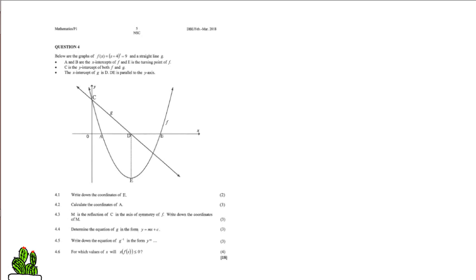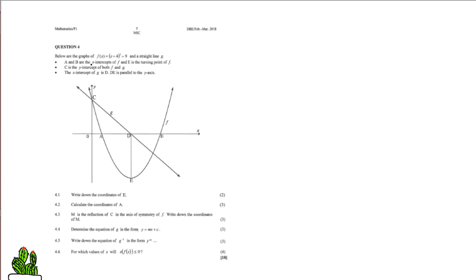Alright. So today I've decided we're going to do the February-March 2018 paper. This is question 4 from that paper. The reason I've decided to do this is because if you've been following the channel for quite some time, you'll know that under the functions section, the only thing that we've done so far is the linear function and the quadratic function. And very recently someone contacted me and asked me to please do graph interpretation. And this is very nice because this question has integrated the quadratic function and the linear function together, and it's asking you to solve different things using your knowledge of both these functions.